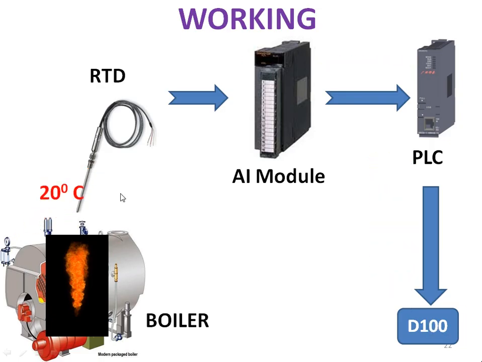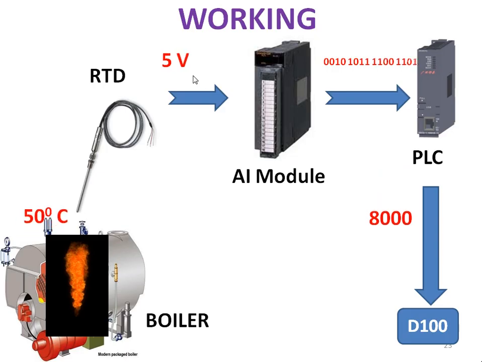Suppose the temperature is 20 degrees Celsius, your RTD will produce 2 volt. The equivalent binary value will be generated by the analog input module. The decimal value also will be generated and it is stored in the memory location D100. If the temperature is 50 degrees Celsius, the RTD will produce 5 volt. Based on the temperature, it will produce the voltage. That voltage will be given to the analog input module.